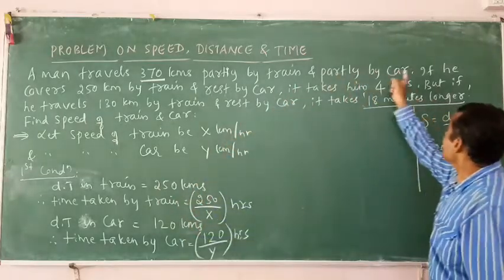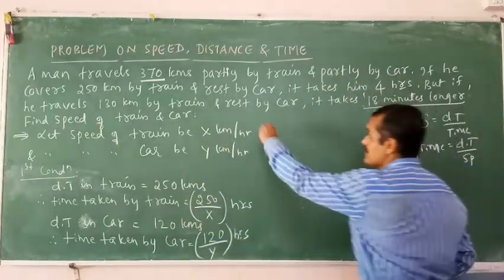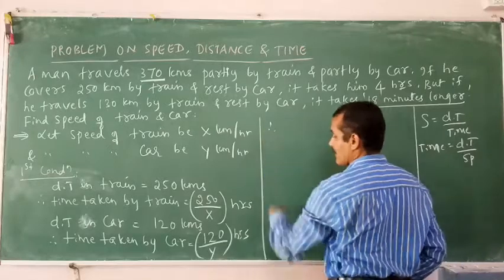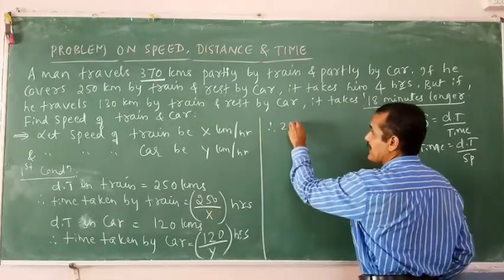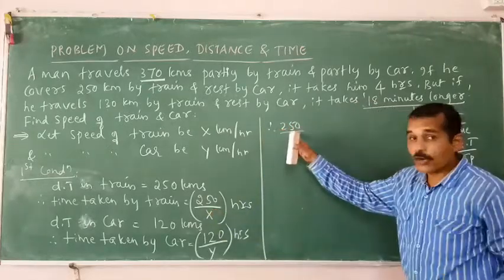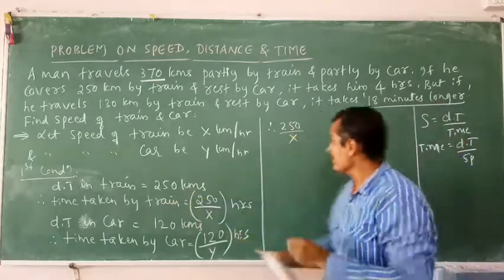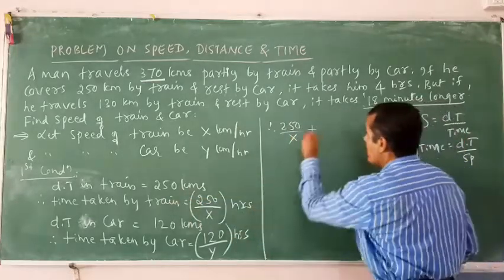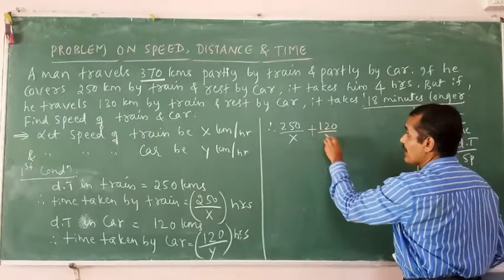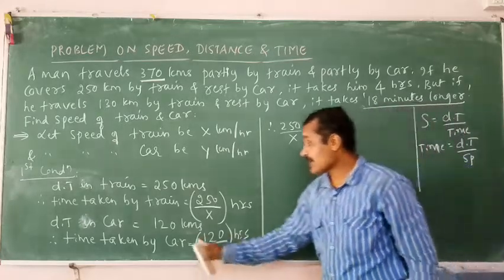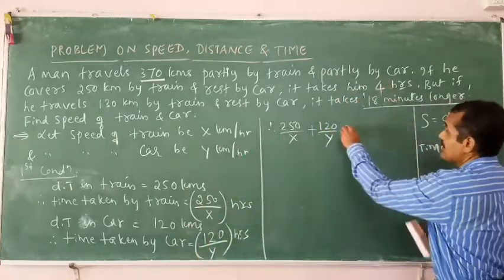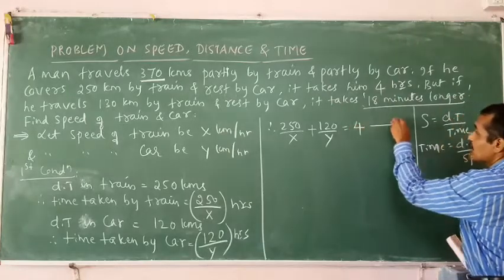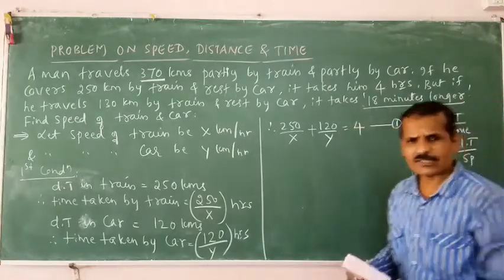They say together it takes 4 hours. I can write down, therefore, 250 by x is the time which is taken by the train, plus 120 by y. This is also a time taken by the car. Together it takes 4 hours. Equation number 1. That's all.